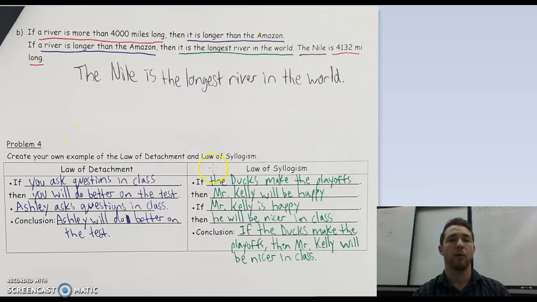So problem 4 is just there for you to give your own problem. I wrote a couple there as examples. But just be a little creative with that. See if you can use the law of detachment and the law of syllogism, and we'll check on those together in class.